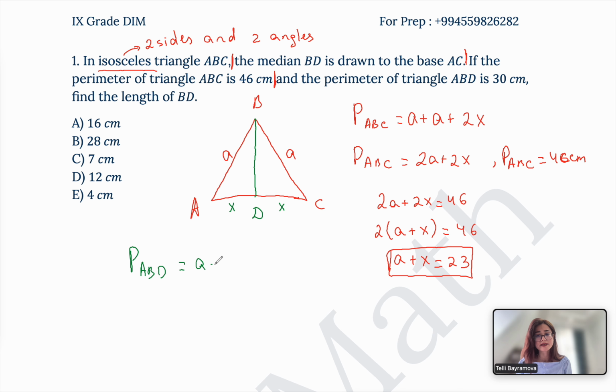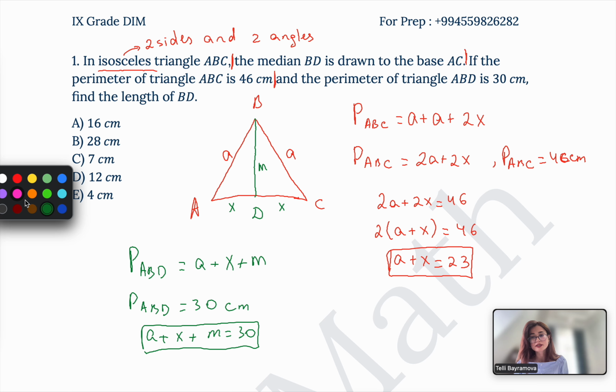AB, which is a, plus AD, which is x, plus BD. Do I know what BD is? No. Let's write m because it's the median. a plus x plus m. And what the question gave us is that the perimeter of ABD equals 30 centimeters. So let's equate them: a plus x plus m equals 30. Okay, I got this one from here.